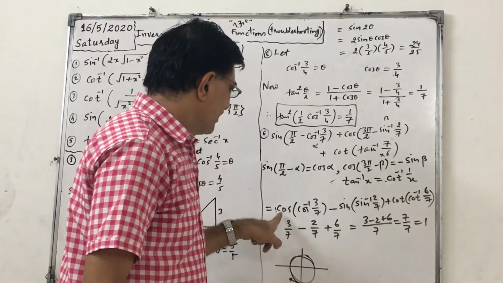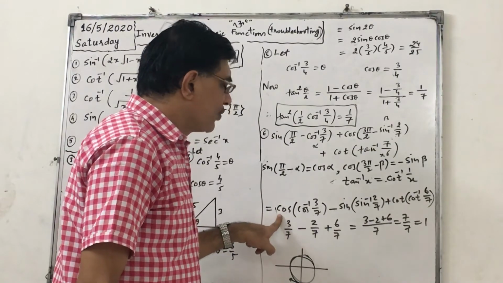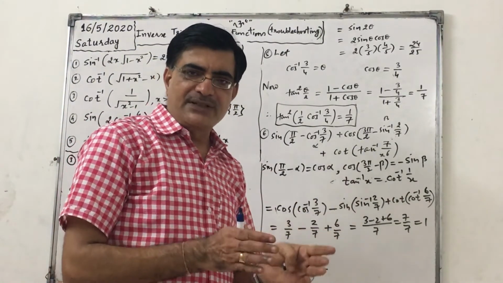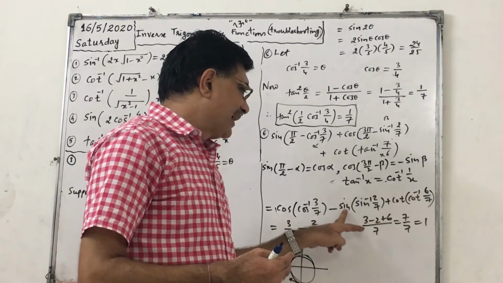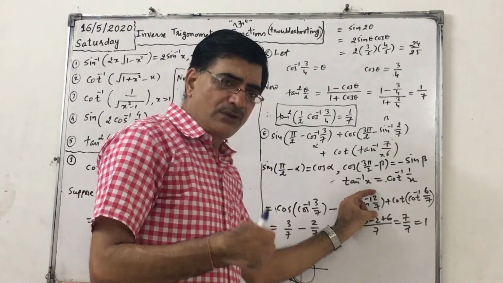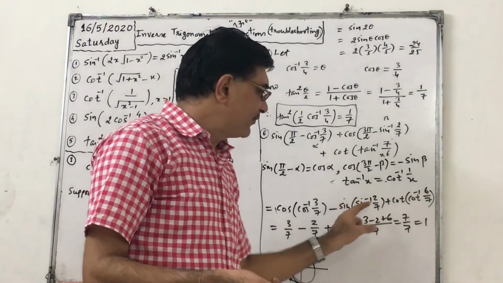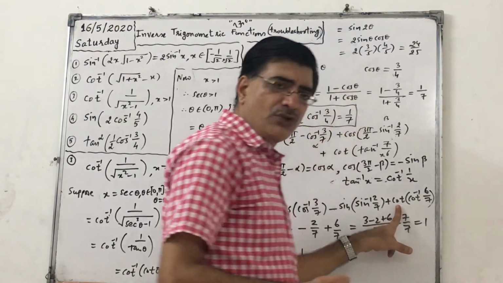So this 3 by 7 is in the range of cos. What is the range of cos? Closed interval minus 1 to 1. What is the range of sin? It is also closed interval minus 1 to 1. So 2 by 7 also belongs to the range of sin. Similarly, 6 by 7 belongs to the range of cot, that is R.